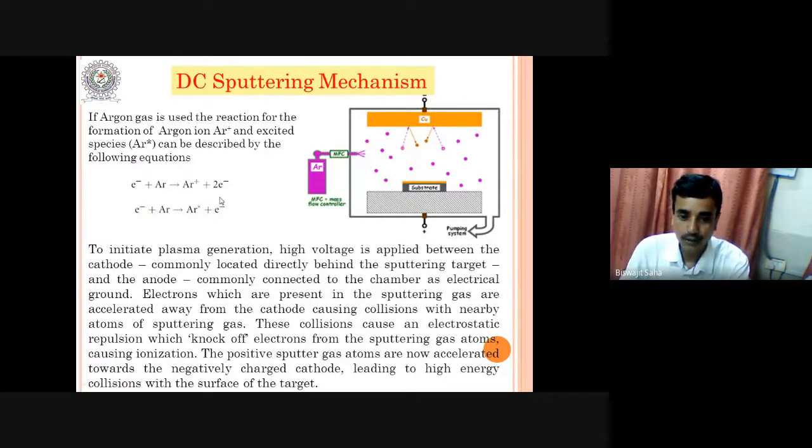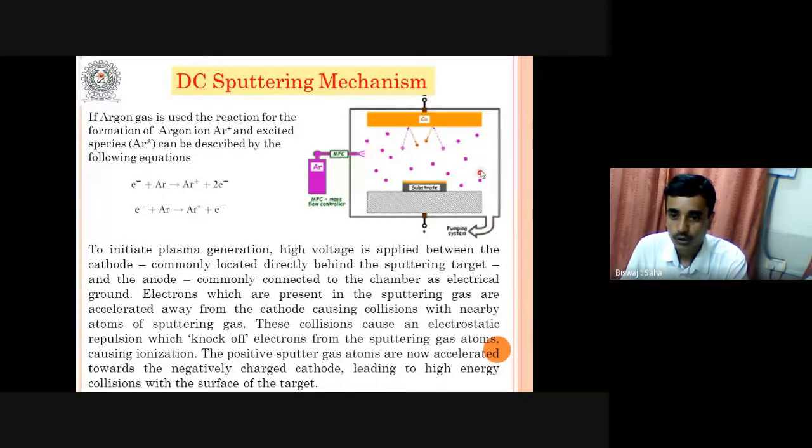And the rest of the things are basically whichever described in the earlier slide: they will make collisions and secondary ionization inside the gas chamber itself, and the final collision will be with the target material. And you can see this pump is to be continuously turned on to take out the argon gases and to maintain a consistent pressure inside the chamber.